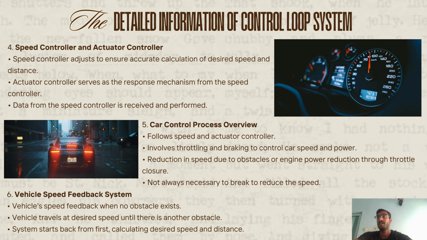And lastly, the last part of the block diagram would be the feedback. When there's no obstacle in the surroundings, the vehicle speed is fed back into the system. So now the car will travel at a specific speed or specific distance until a new obstacle appears. If a new obstacle exists, the system will recalculate to find the new speed and the new distance. That will be the new desired speed and distance.